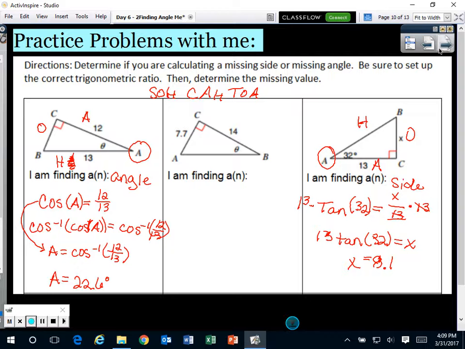All right, so our answer is x equals 8.1. Now if they had told me that this was 13 centimeters, then I would attach centimeters to this also. With angles, we know it's always degrees.